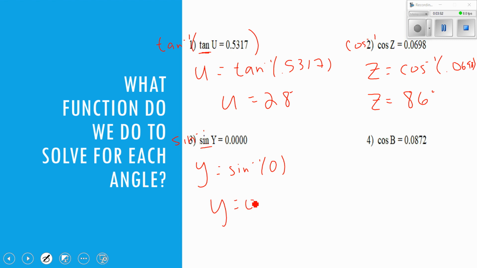And then on number 4 as well, if you're looking, you have cosine of b. The variable is in the trig function, so to get rid of trig, we do inverse trig. Inverse cosine, we get b equals inverse cosine of 0.0872. Type that in your calculator, 0.0872, and you get b equals 85 degrees. So this is just whenever, hey look, it's already set up for you, just go ahead and do the inverse of both sides.